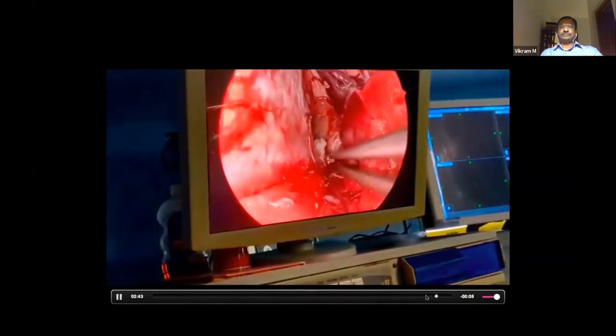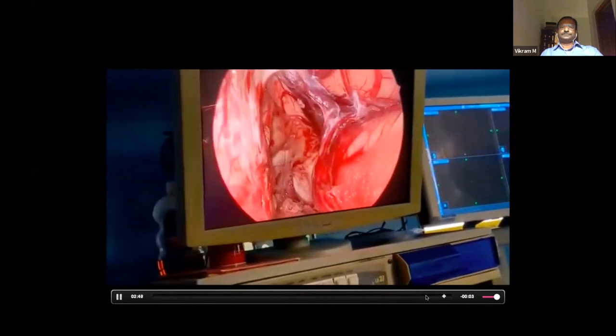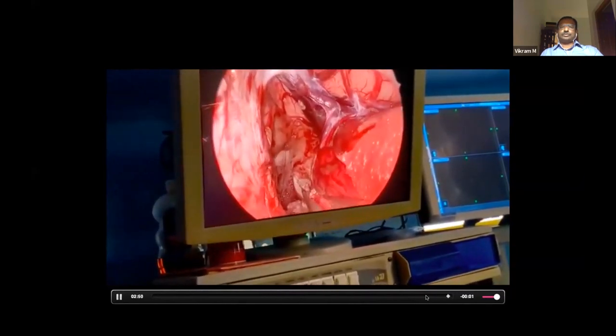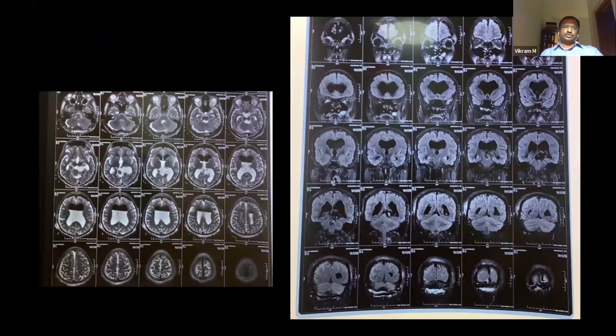So that is the venous confluence which you are seeing at the 12 o'clock position. Both veins of Rosenthal and the internal cerebral veins are draining into the vein of Galen. So this is a post-op incision and patient. And these are the post-op scans which show total removal of the tumor.